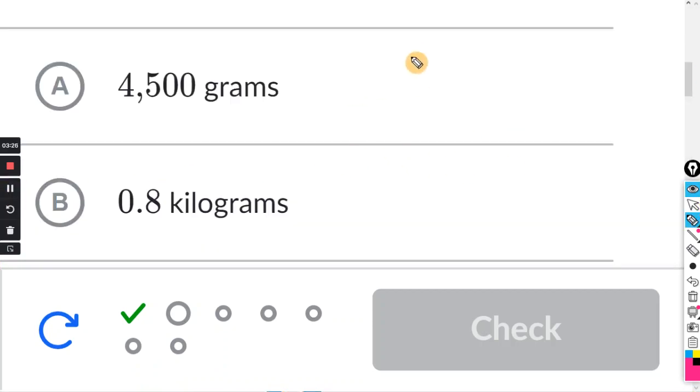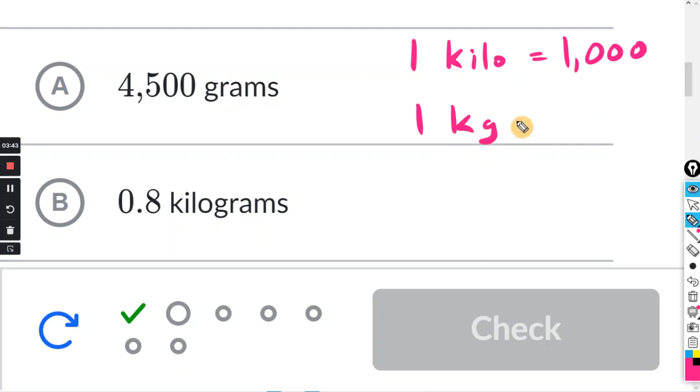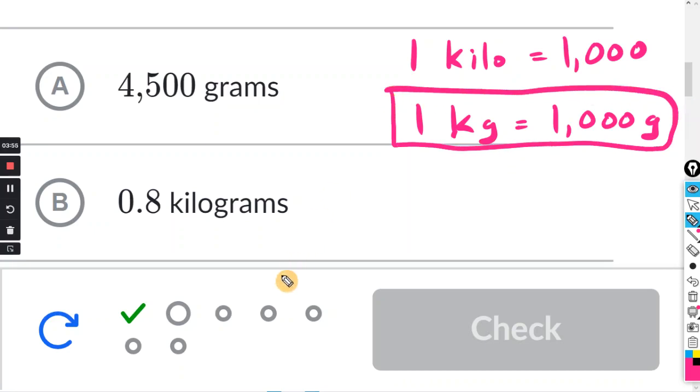Just for your information, it could be kilograms, it could be kilometers. 1 kilo basically means 1,000. So 1 kilogram is going to equal 1,000 grams. That's the one we need. This is in grams, so I want to get this one in grams.